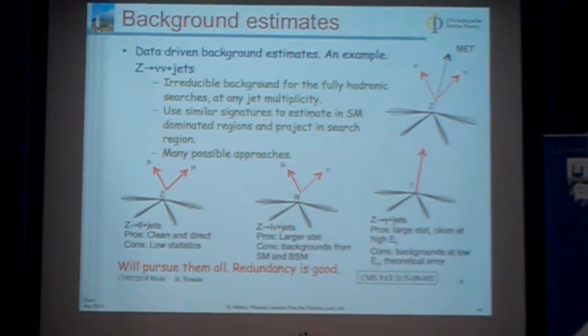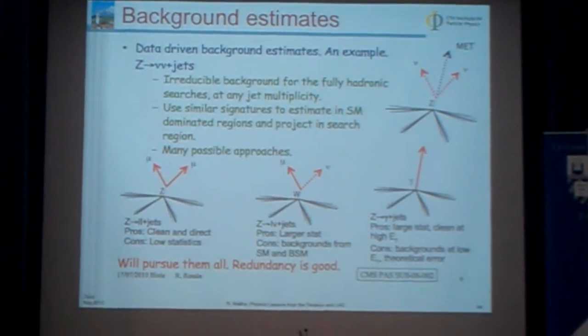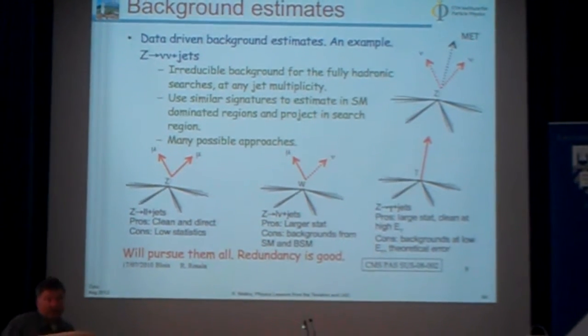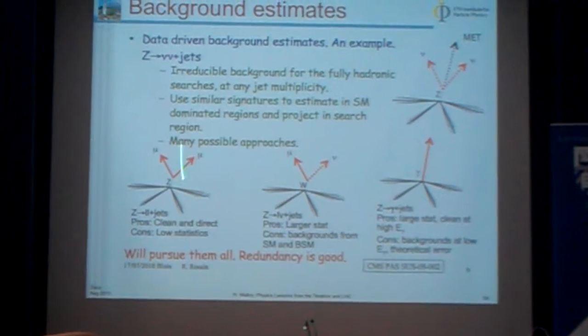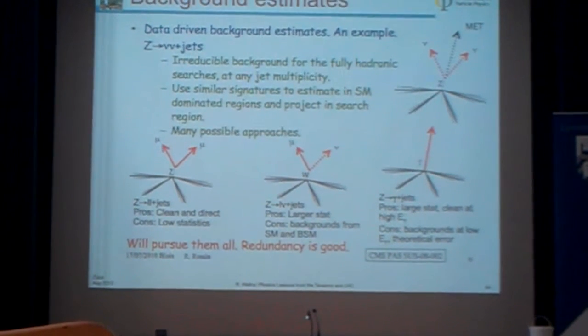So one way to do it is essentially to take the Z to mu mu and just take the muons away, because then you artificially generate missing ET. That's fine, but you only have a factor of 6. You have a factor of 6 more neutrino final states than you have muons, so you are statistically limited.